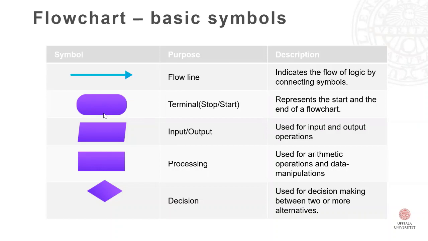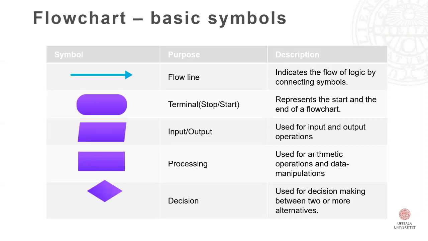Ovals are used to show terminals. For example, where does the program start and where does it end? Those locations are shown with an oval. Parallelogram is used to show inputs and outputs. We put them in the places we want to ask for an input from the user, or we want to, for example, print out an output.